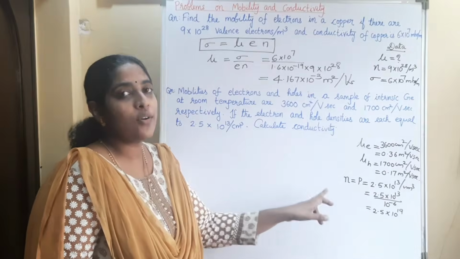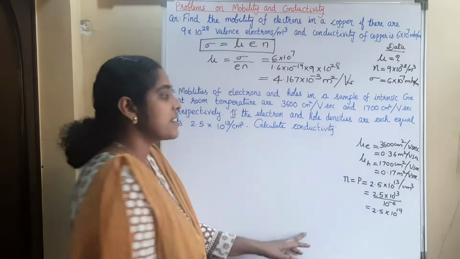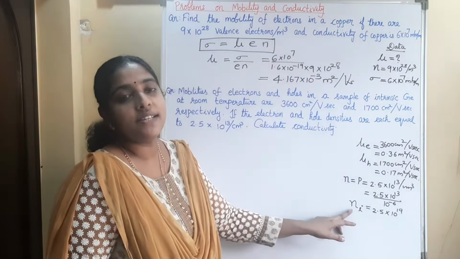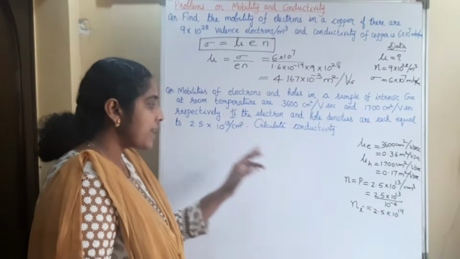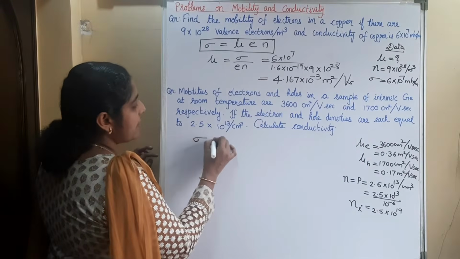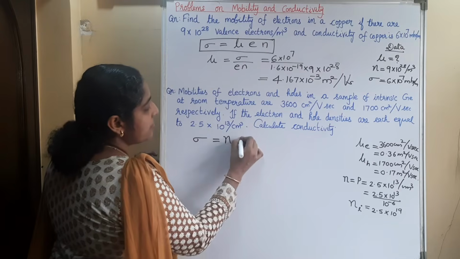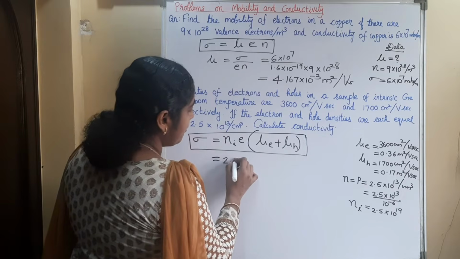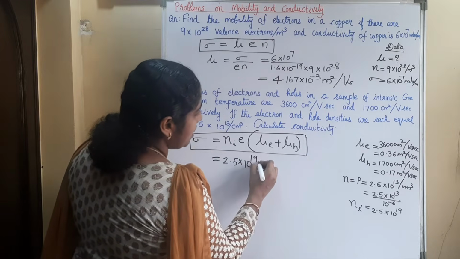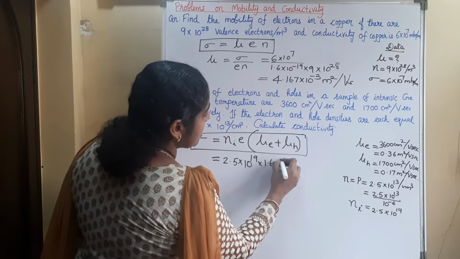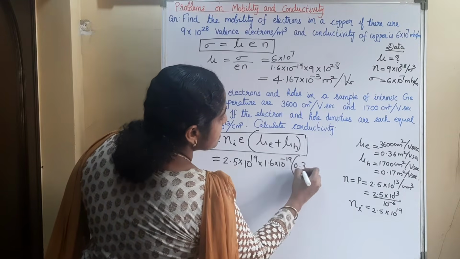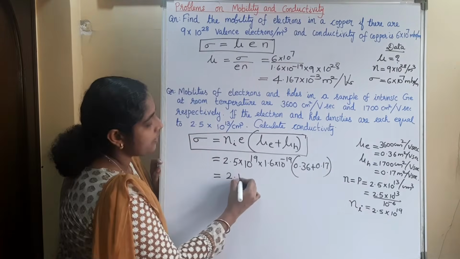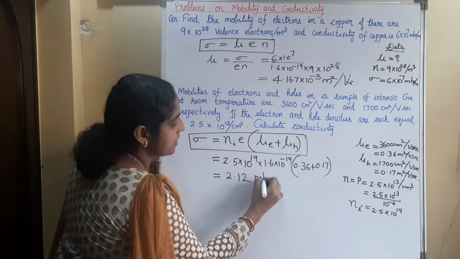Here the electron and hole concentrations are equal. If the electron and hole concentrations are equal, that means it is an intrinsic semiconductor, and that can be equated to the intrinsic carrier concentration Ni. So the expression for the conductivity of an intrinsic semiconductor is Ni into E into (mu E plus mu H), equal to Ni, which is 2.5 into 10 raised to 19, into E, which is 1.6 into 10 raised to minus 19, into (mu E, which is 0.36, plus mu H, which is 0.17). So on calculating we will get 2.12. Conductivity unit is mho per meter.